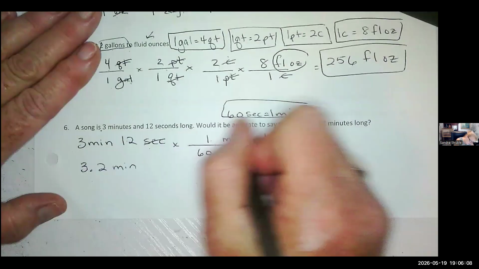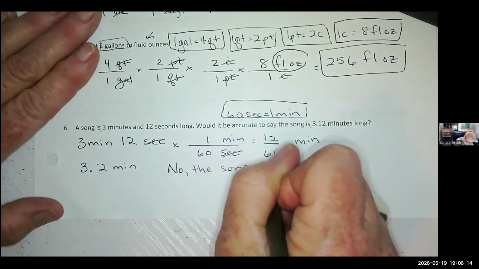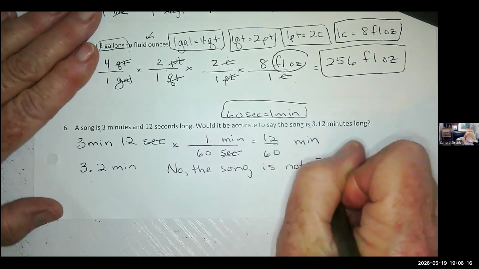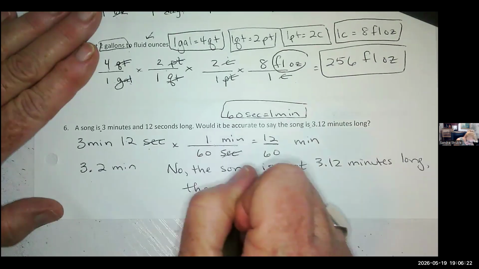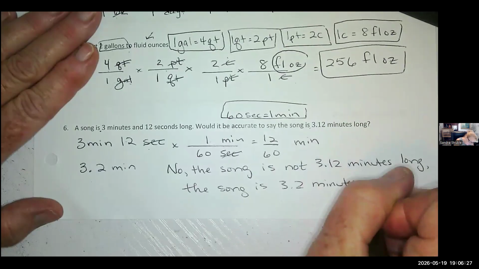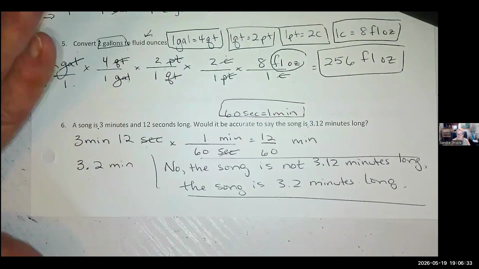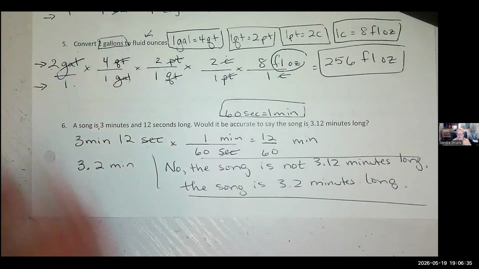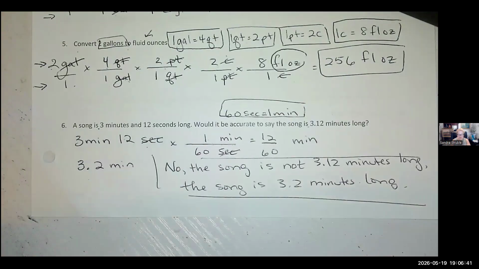No. The song is not 3.12 minutes long. The song is 3.2 minutes long. That's it. That is what I'm looking for. Answer the question. All right. 3.2 minutes is not an answer. It doesn't answer the question. You have to write a sentence, and you're going to have to do this in the next classes that you take to define what is the answer to the question. All right, move on to the next one.